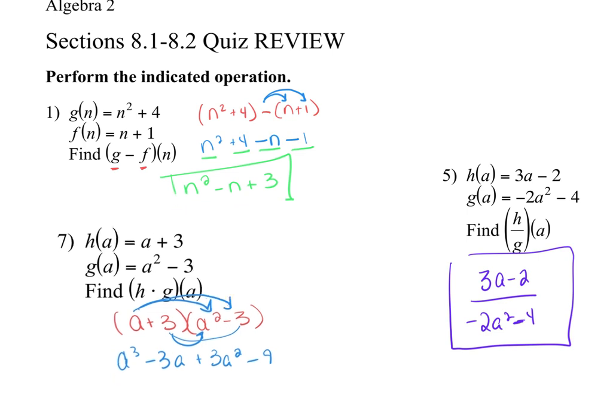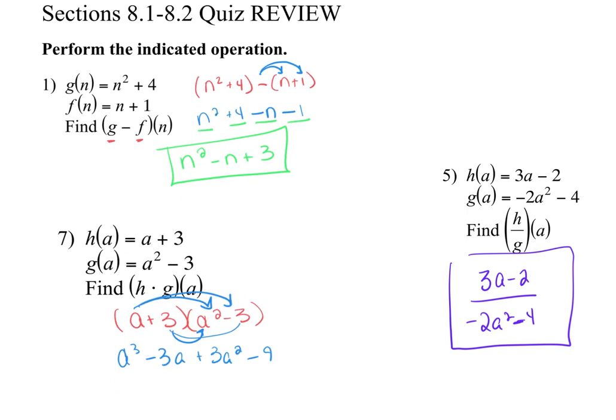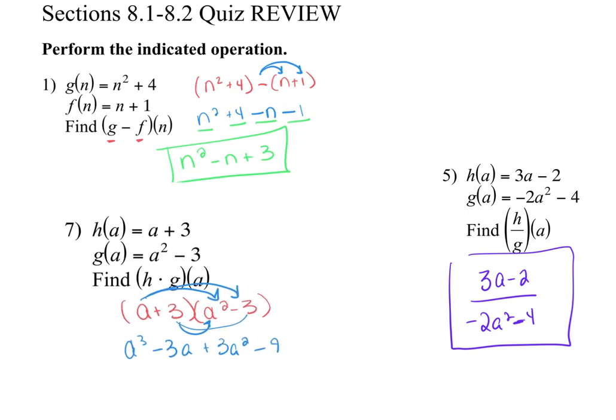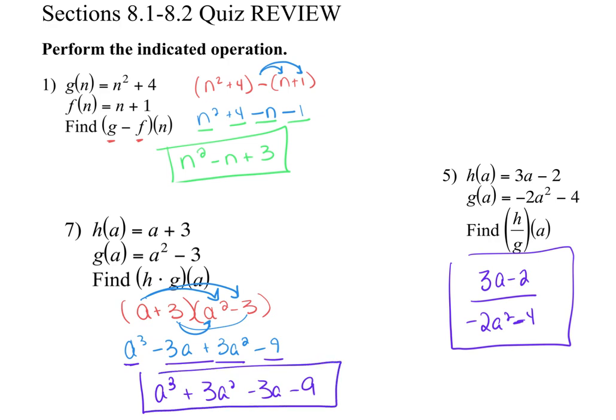I will say these really need to be in standard form. So what that means is you're going to do highest to lowest. Highest exponent, a cubed, to lowest exponent: 3a squared minus 3a minus 9. And that is your answer there.